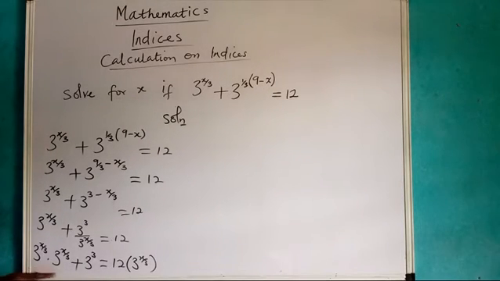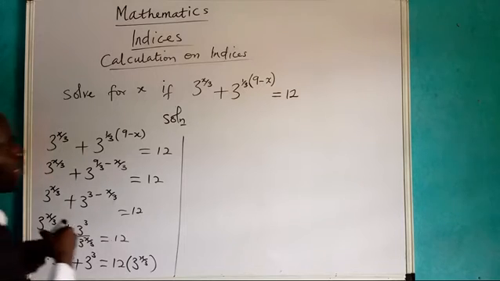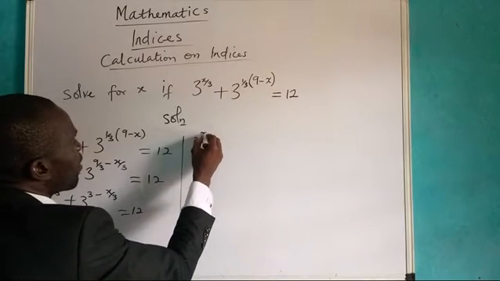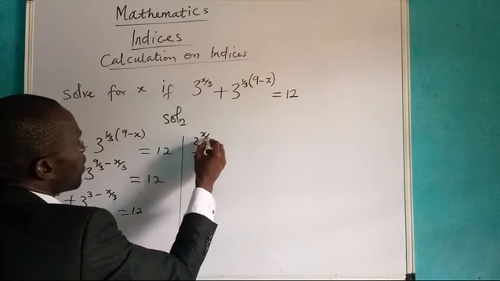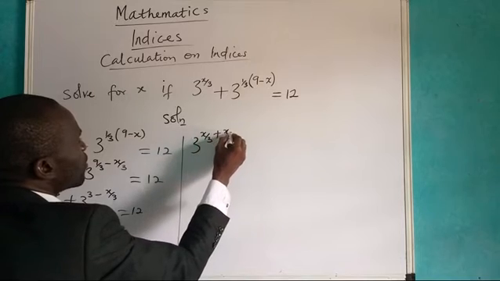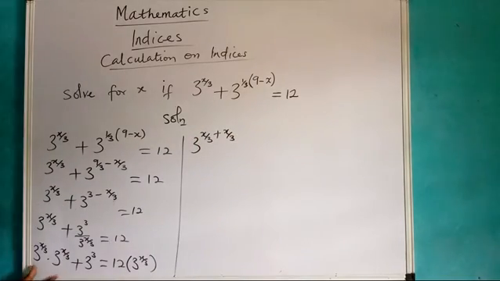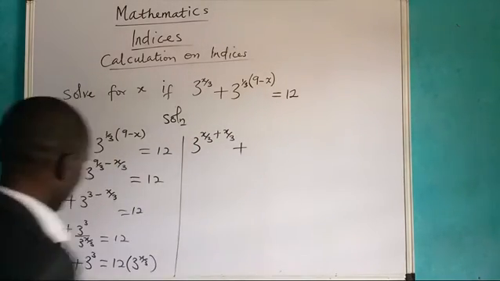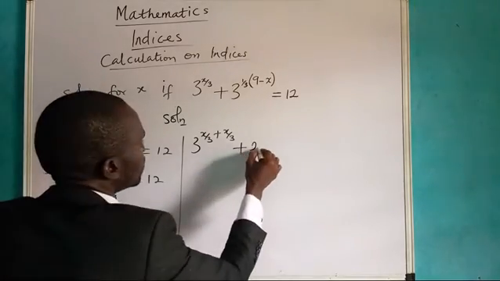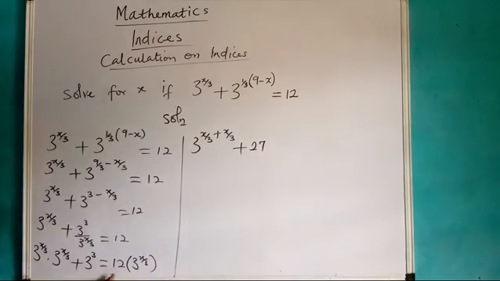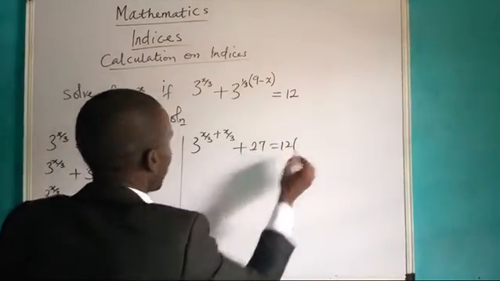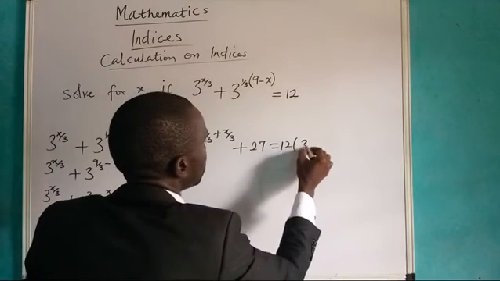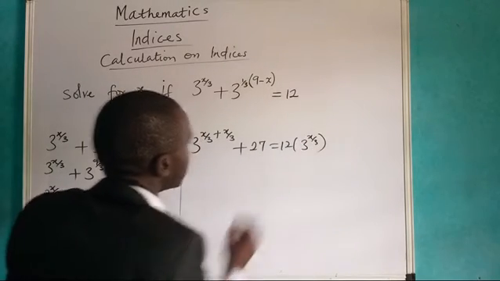Okay, for this part now, I have a common base. Please don't forget the law of indices. Whenever you have a common base and you are dealing with multiplication, simply take one of the base and add up the indices. Therefore, I will have 3 power s over 3 plus s over 3 for this very one. That 3 power 3 will be 27, and that's 12, and we still have one bracket, 3 power s over 3.